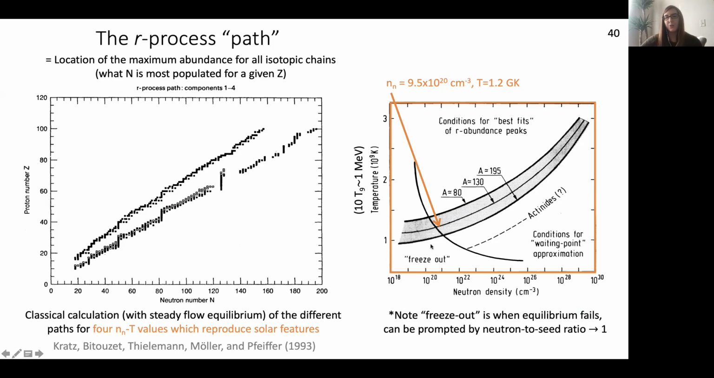Now, something else that you should notice from this is they have this line here, and then it says freeze out. So beyond this line is when you have freeze out, which is defined as when equilibrium fails. So you can freeze out from NSE, so you've frozen out from that particular equilibrium, or you can freeze out of (n,γ)⇌(γ,n) equilibrium, which is what this is referring to here. So something like this can be prompted when you have a neutron to seed ratio going to 1, you're losing neutrons, or it can just be prompted by lower temperatures, as you can see here, because you can still have high neutron densities, but be in freeze out. Okay.